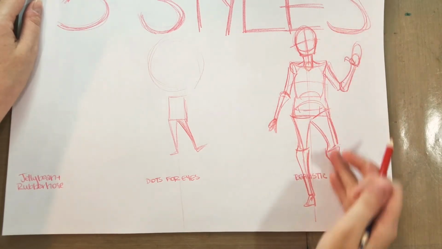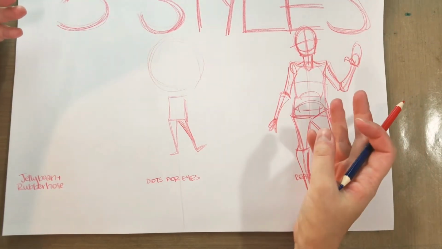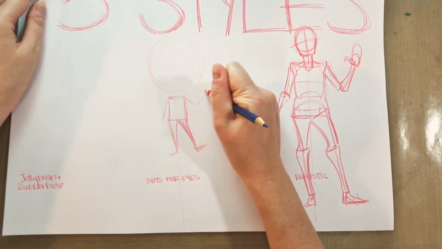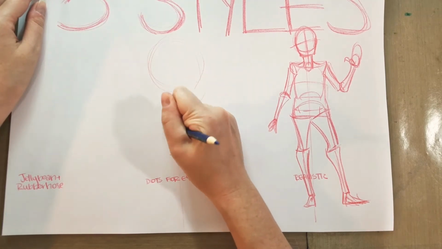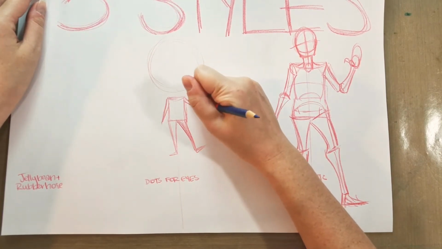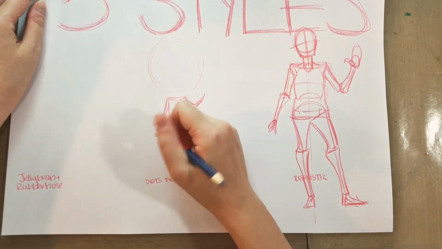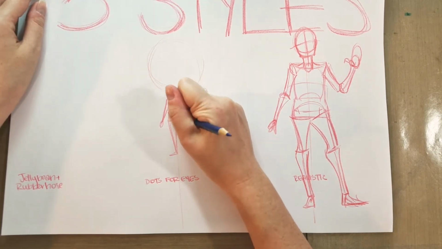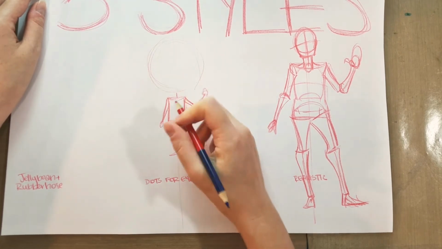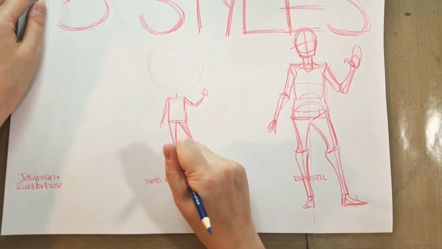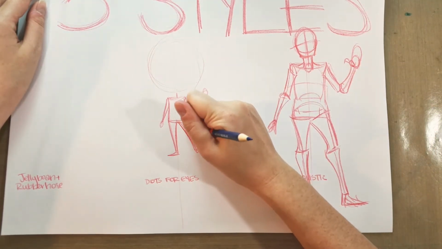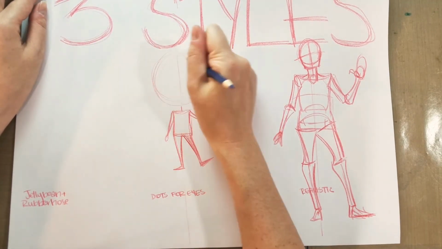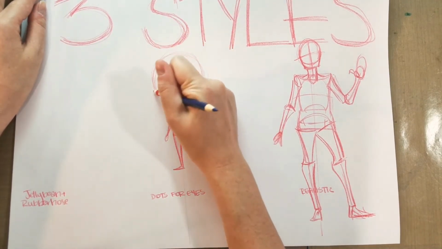So we still have the basics of breaking down the figure, thinking about the figure in discrete parts. It also helps that I already did my pose design next door. So all I'm doing is translating that pose into a different style. You guys can see that the forms for dots for eyes are fairly simplified. We are still using basic construction to construct this figure. We're using cubes, spheres, cones, and cylinders to construct the figure.